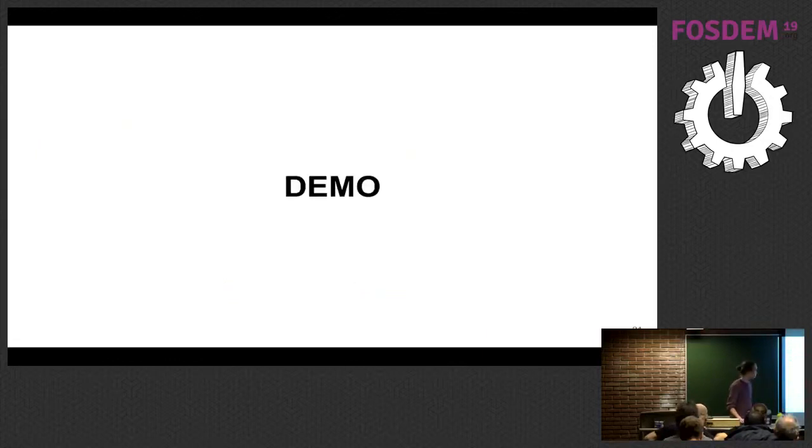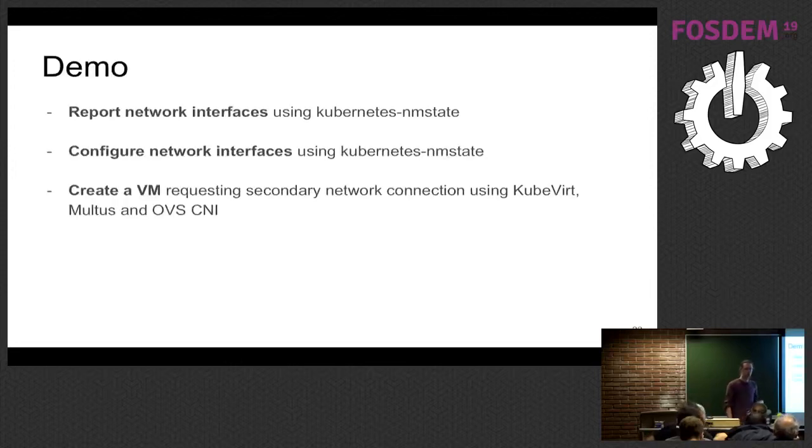All right, now for the demo. In this demo, I will show you how I can check the current state of node networking, and how I configure the networking, and I will create a virtual machine using KubeVirt and connect it to a default Kubernetes network, but also to an additional one.